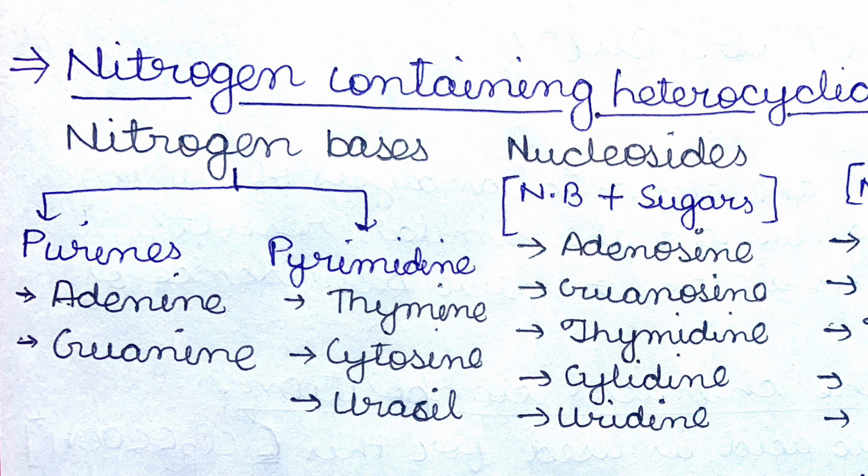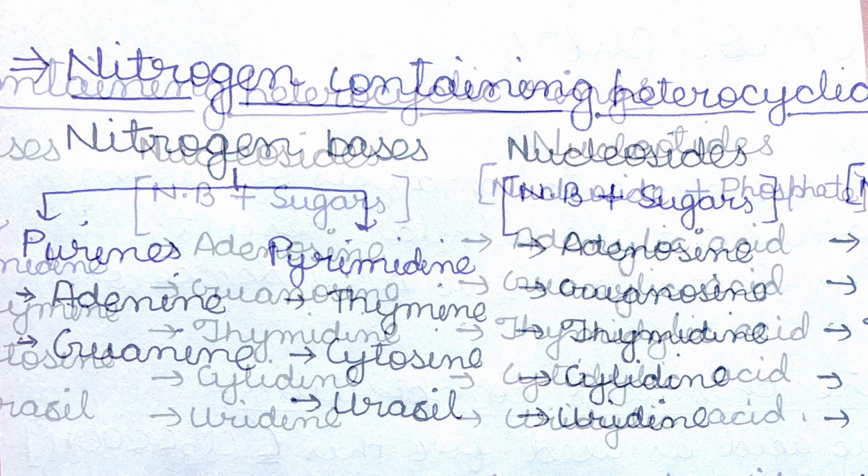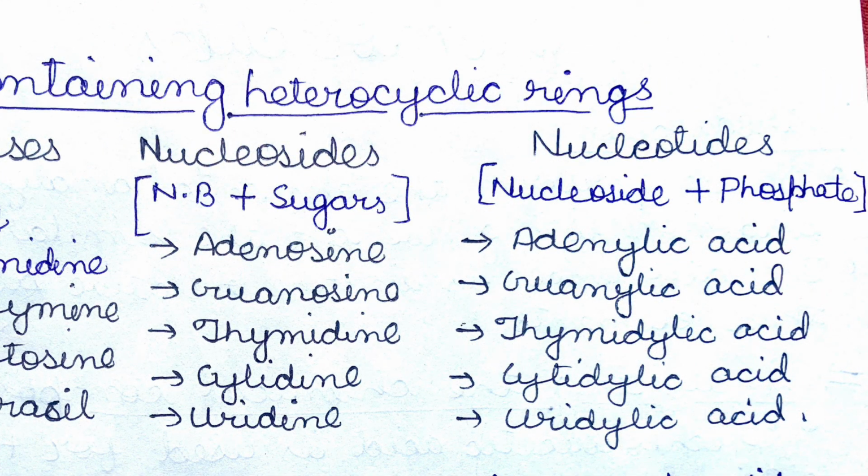Next is nucleosides. When sugar is found attached to nitrogen bases, they form nucleosides. For example, adenosine, guanosine, thymidine, cytidine, uridine. Next is nucleotides. When a phosphate group is attached to a nucleoside, they form nucleotides. For example, adenylic acid, guanylic acid, thymidylic acid, cytidylic acid, and uridylic acid.